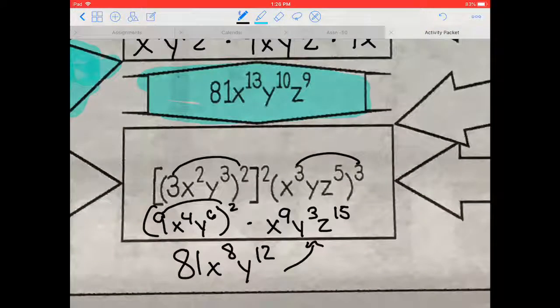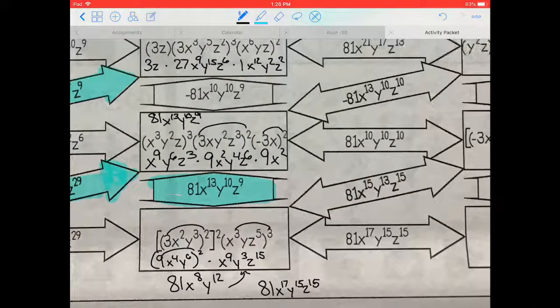So final answer is 81. For x, we have 8 and 9, so that's 17. And y, we have 12 and 3, so that's 15. Z is also 15. So 17, 15, 15.